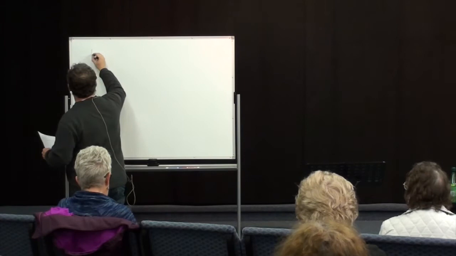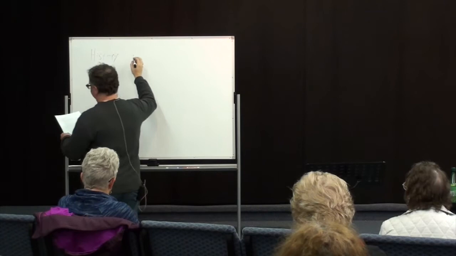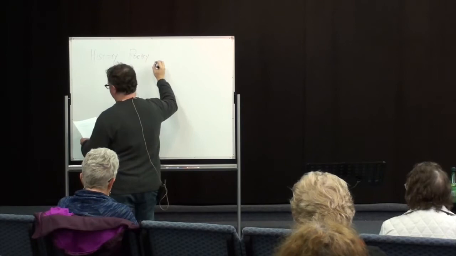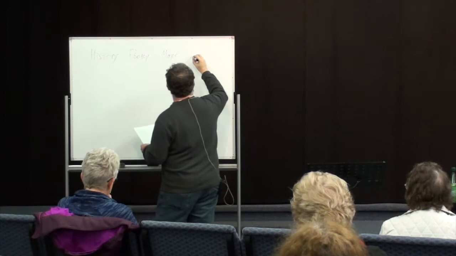Okay, so if we were to organize the Old Testament, the Old Testament could basically be broken down into four main areas, all right? You're going to have history, you're going to have poetry, you're going to have your major prophets, and then you're going to have your minor prophets.